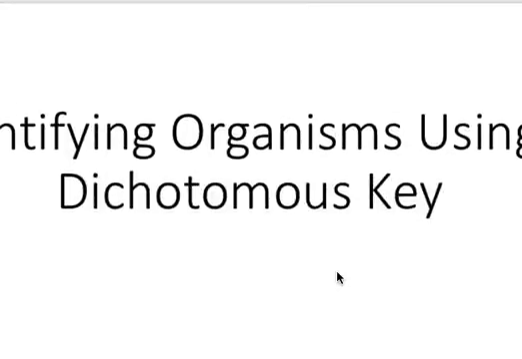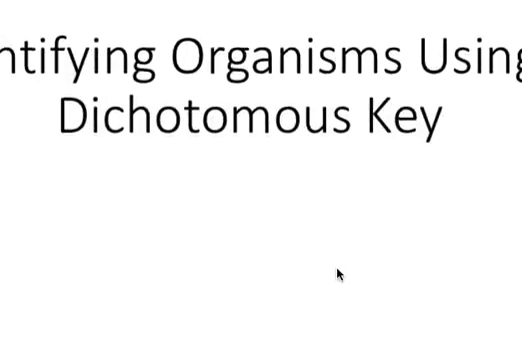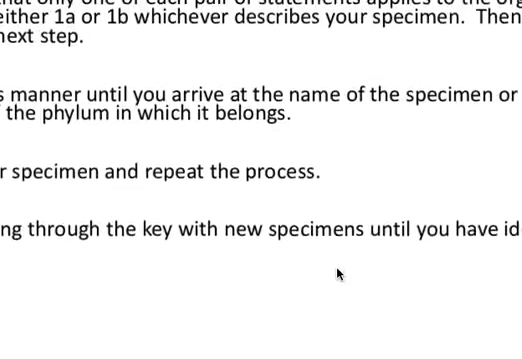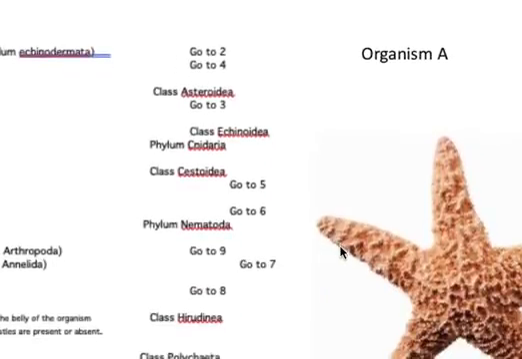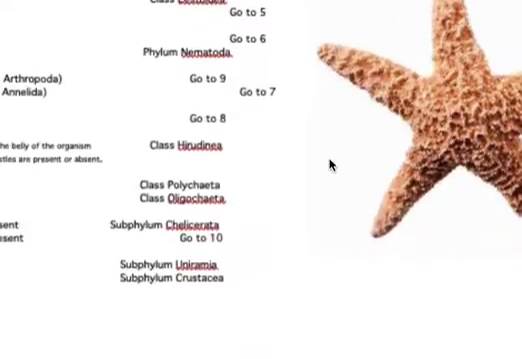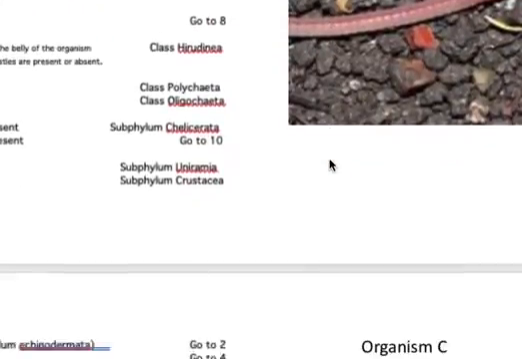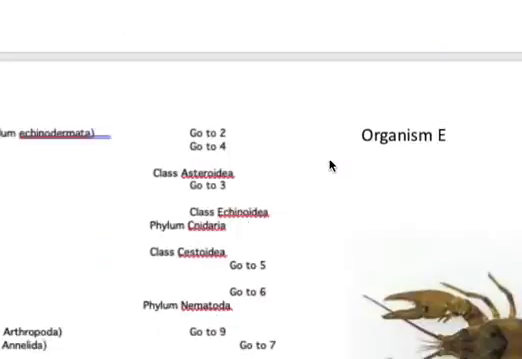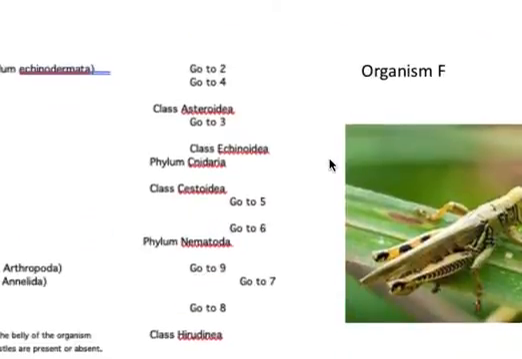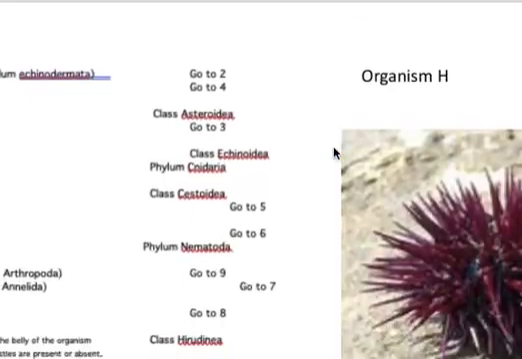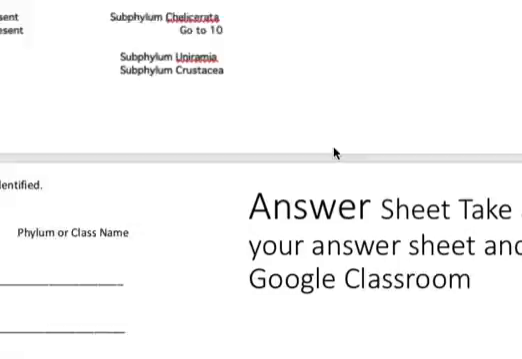And then the last thing is identifying organisms using a dichotomous key. Again, it'll tell you the method, and then it will give you the key plus the organism, and you are going to classify it out as to which phylum or class. So I think there are several of these. So you'll complete those, and I'm going to zoom through. There's another one. There's organism F, organism G, organism H, and then your answer sheet.